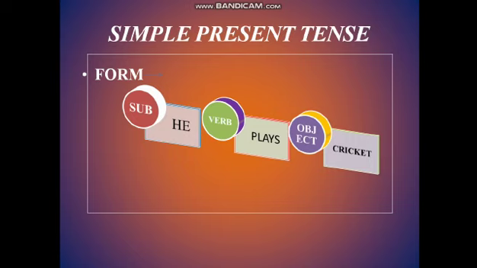Now this is simple present form. This is one more formula for you. Subject he, verb first form of verb plays, and object is cricket. So again you can see that we have a singular subject, so we have added s to the verb and then we have an object to it.